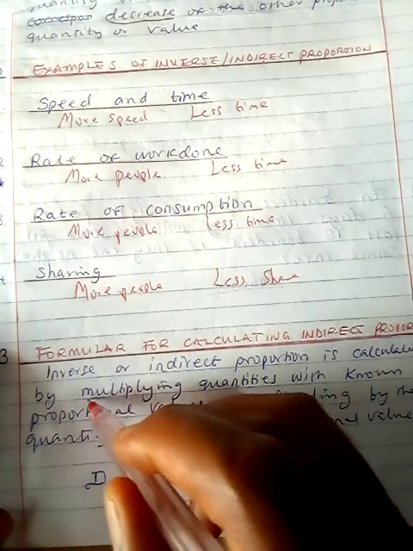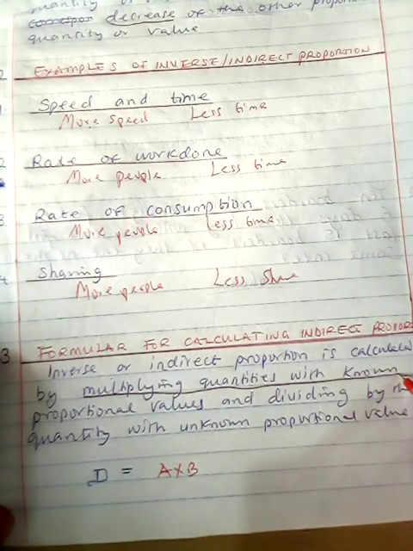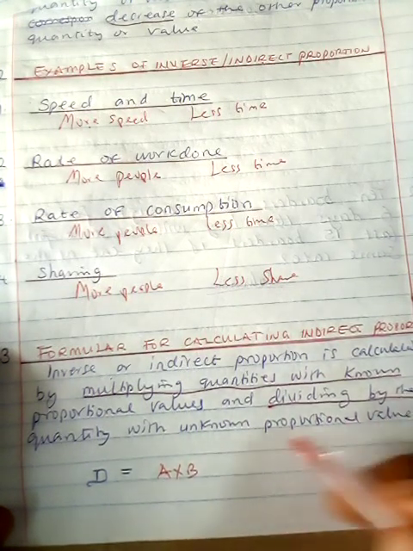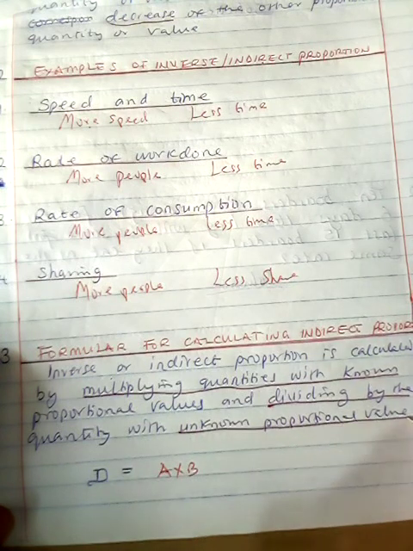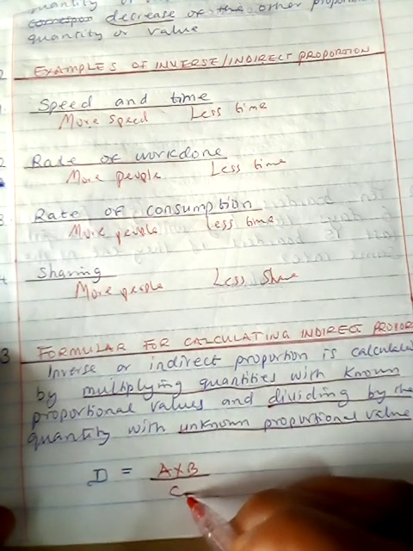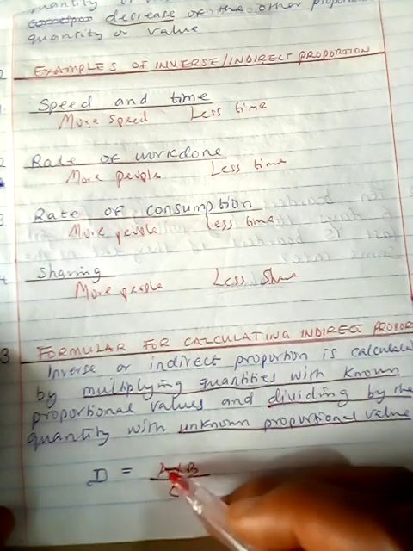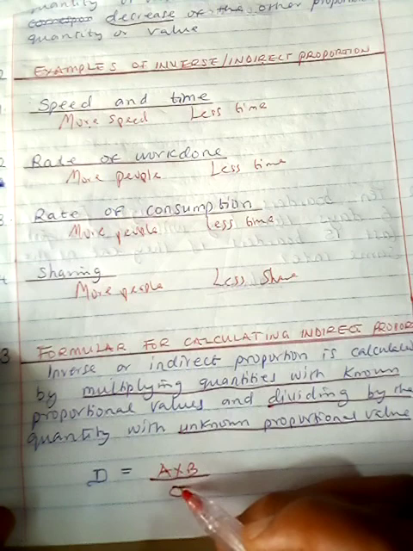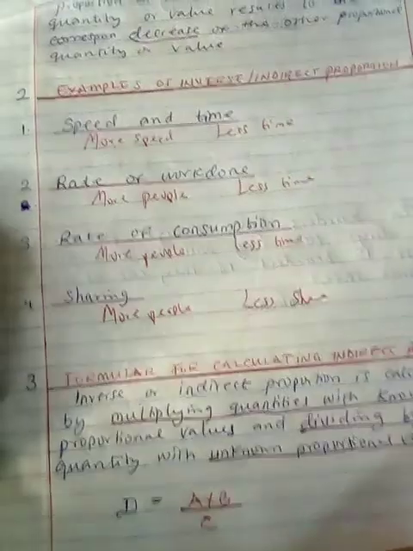Now, we are multiplying quantities whose values are known, and then dividing by the quantity with unknown proportional value. That is going to be divided by C. So this is how the inverse proportion is done. You multiply quantities with known proportional values and divide by the quantity with unknown proportional value. Now let's go ahead and solve some problems on this.